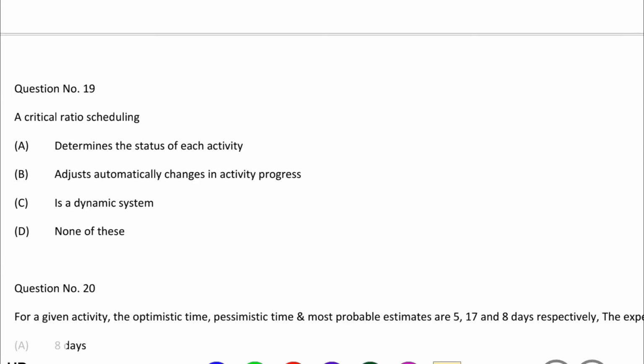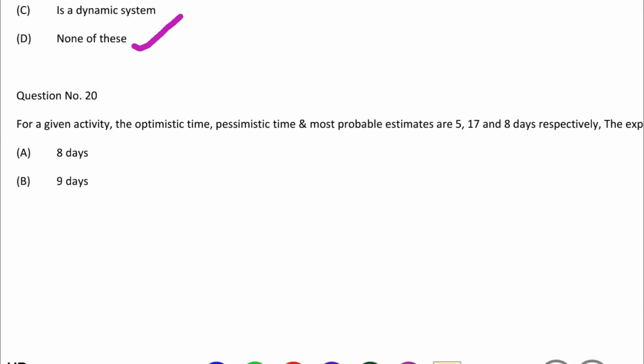So next question, critical ratio scheduling, option A determines the status of each activity, option B adjusts automatically change in activity progress, option C is dynamic system, option D none of the above. So the correct answer is option D none of the above.